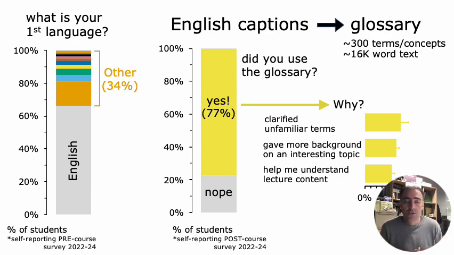Why? Because obviously they're using it to clarify unfamiliar terms, but often they're doing it to get more information on a topic they found particularly interesting, or they're getting more information to elaborate on a concept that perhaps they didn't quite grasp during the lecture. Now, this seems like a lot of work, but what you can now do is download that English caption transcript, feed it into an AI, ask it to identify jargon and technical terms, and then write a glossary for you. Obviously, you'll need to go in there and check that it's coming up with sensible definitions, but you can do this very easily.